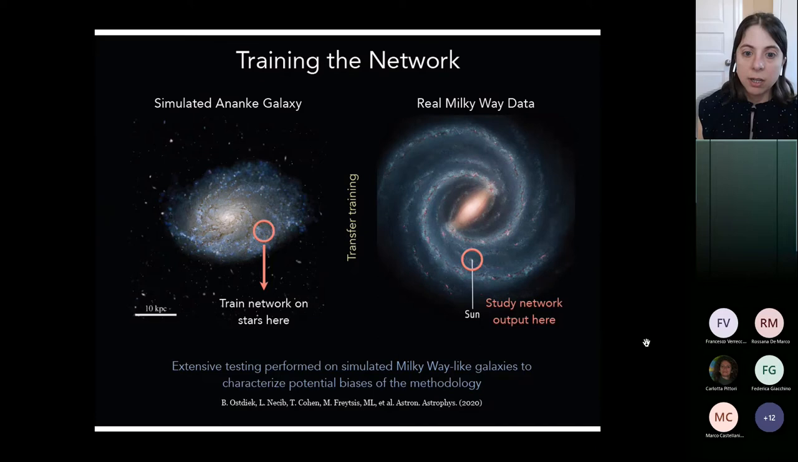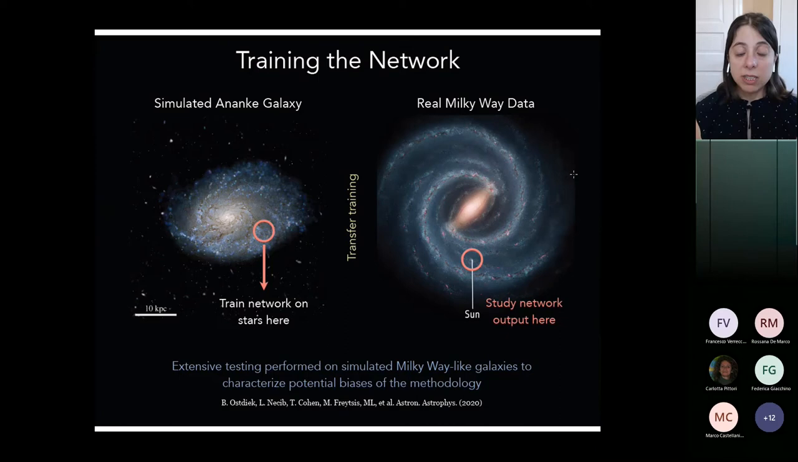Now, there's a lot of ways that this kind of procedure could go wrong. When we first started working on this, I just didn't think it was going to work. So we went through a very long process, over a year, of testing this on simulated Milky Way-like galaxies to make sure that we understood the biases in this procedure. To give you a quick sense of how we did that, we initially started with the simulated galaxy and trained the network on a subset of stars near one particular solar position. Because we knew the truth information, since it was a simulated galaxy, we could see how well we did at predicting the accreted versus not accreted label in that particular location of the galaxy.